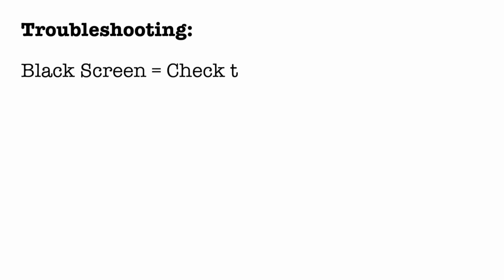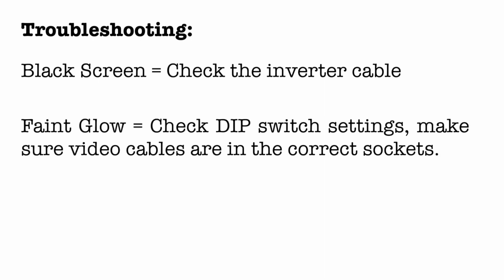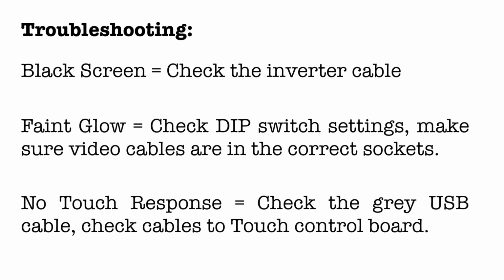If you power on and the screen is completely black, check the inverter cable. It provides backlight to the screen. If you power on and see a faint light but no video, check the dip switch settings first. Make sure that the video connectors are in the correct sockets. After that, you'll have to go back and check that the video cables are correctly installed. If the touch panel is not working, check that the gray USB cable is installed. And then check the cables to the touch control board.